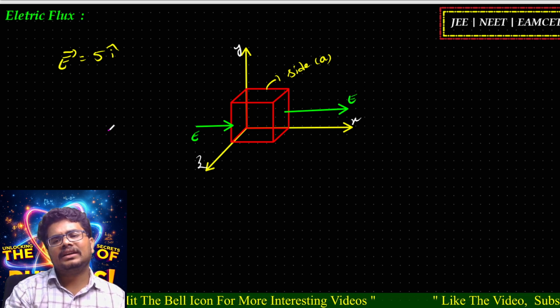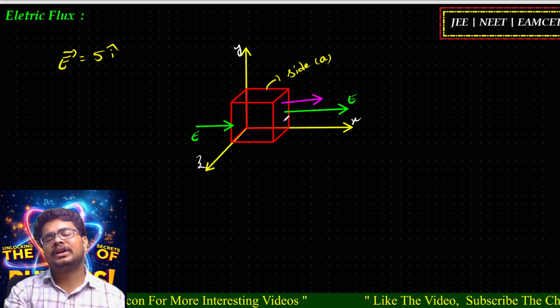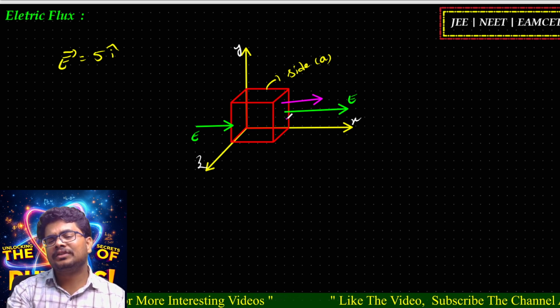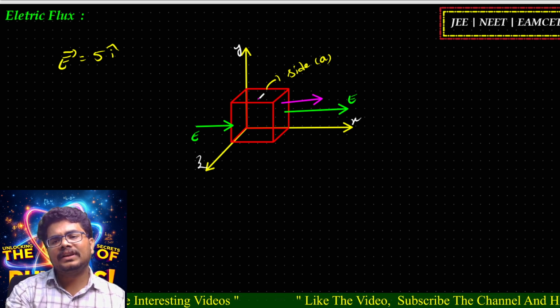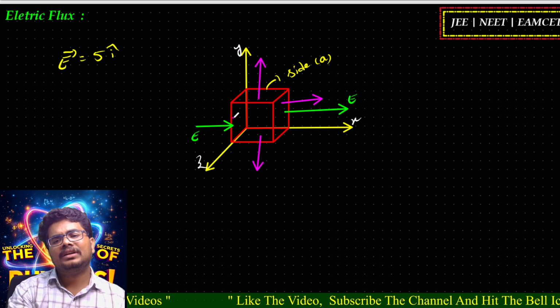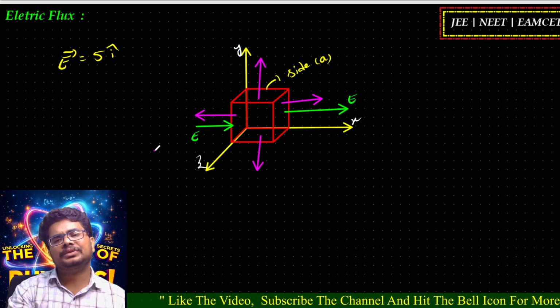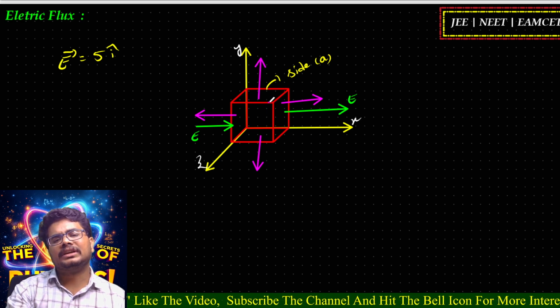Area vector direction for this face, what, nana? Outward normal, sir, because it is a closed surface, you told already in basics. That's why I told you to make your basics strong. For this face, the area vector is outward normal. For the front one, nana, towards you. For the back one, nana, into the screen.